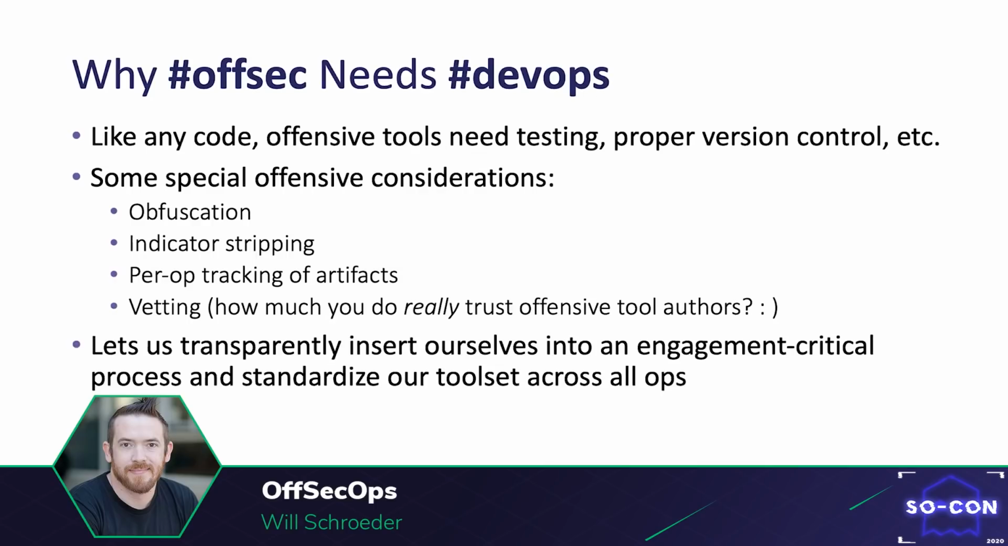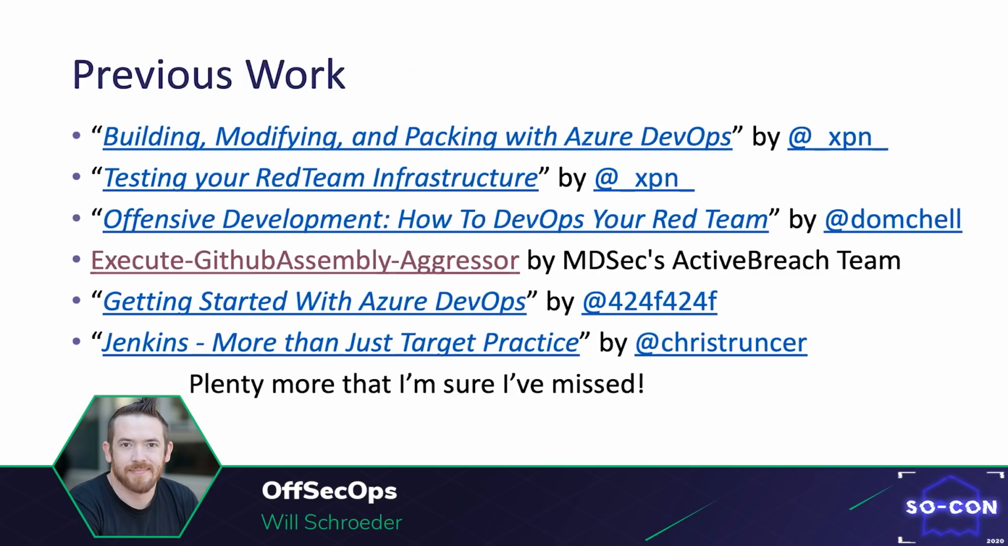But also an idea here is that if you build this process, you're able to kind of transparently insert yourself into an engagement critical process and standardize your toolset across all engagements. So if you want to update something like obfuscation or IOC collection or whatever else, you're already hooked into all these things, then you're able to update those little bits without interrupting the normal flow of operations or operators even knowing.